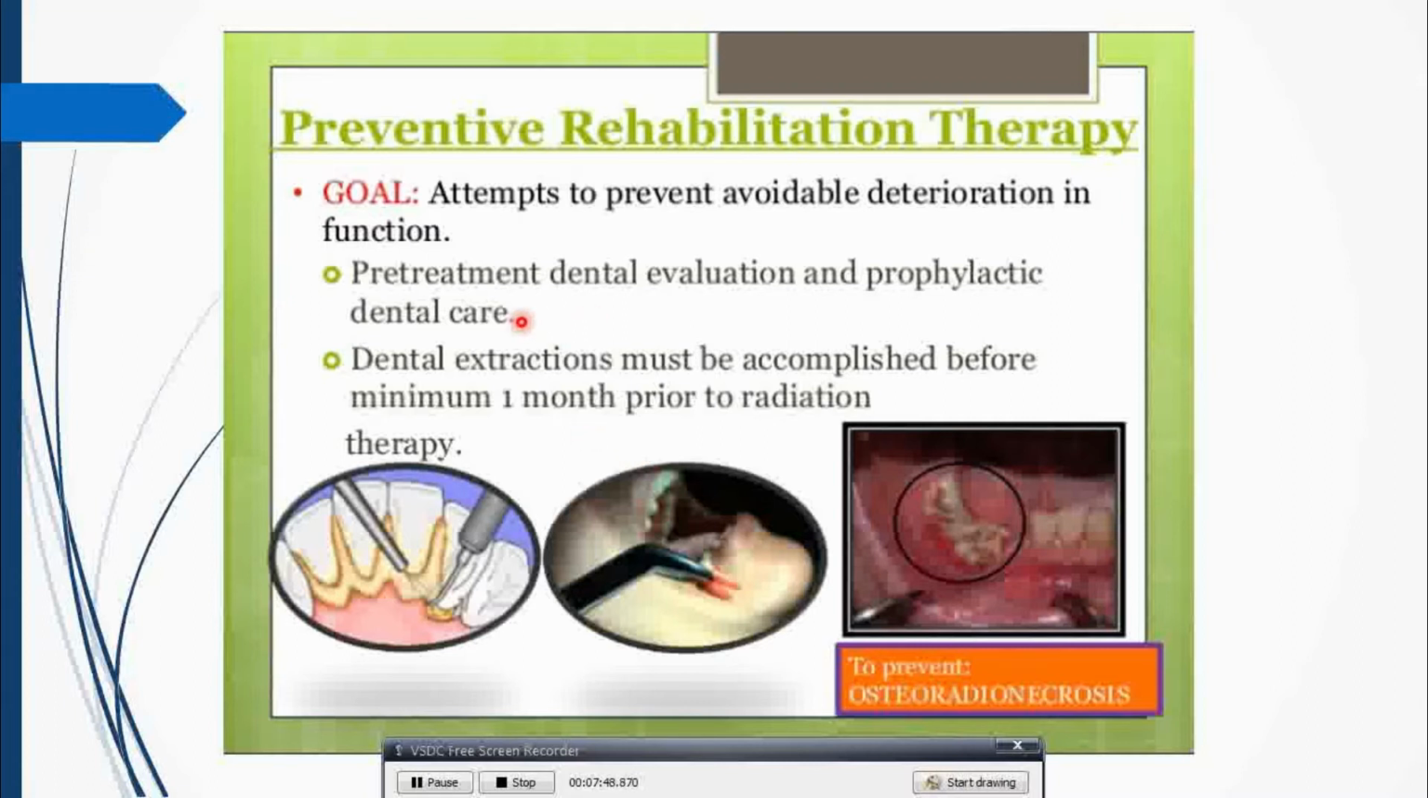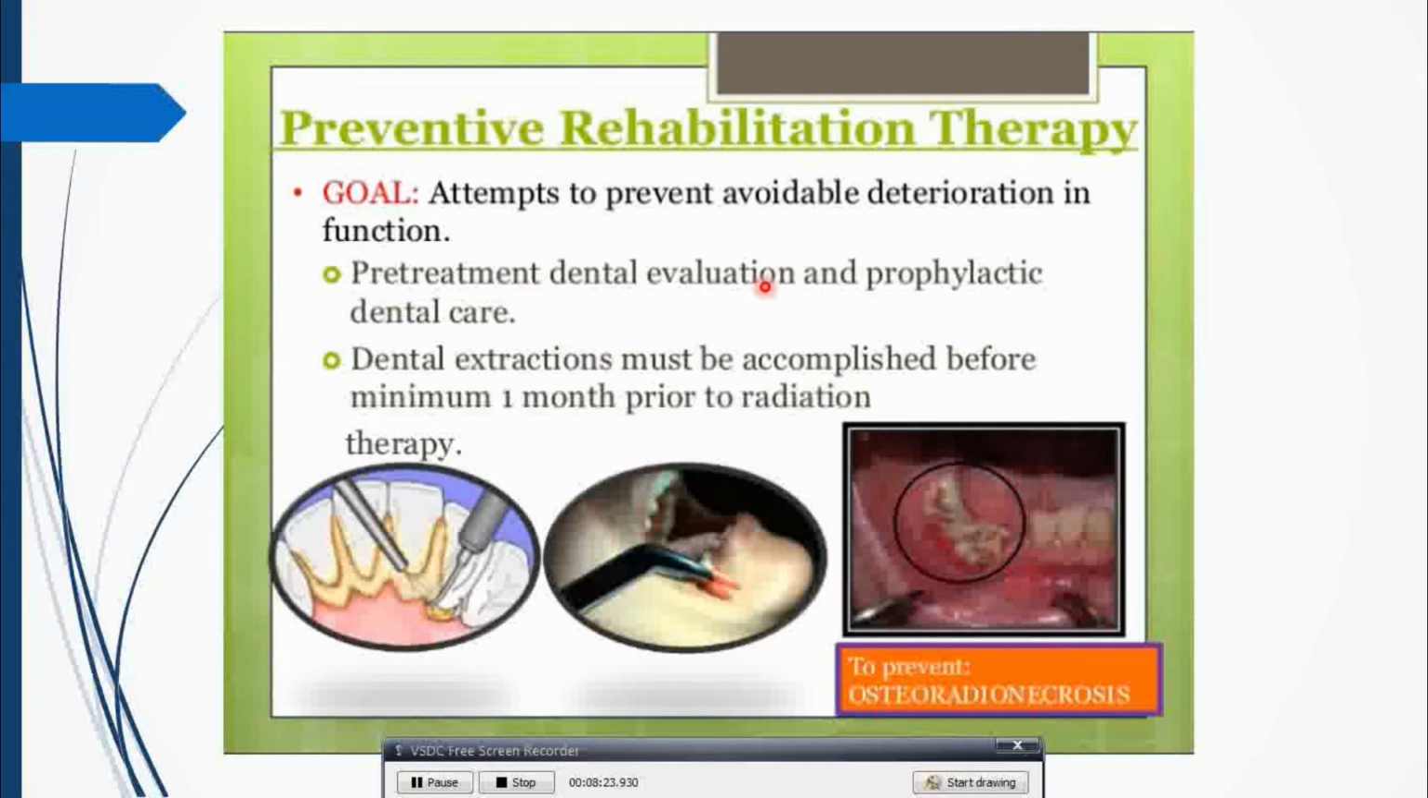So for the therapies, the 4 stages, I have chosen dental cases to have a clear example of the 4 functions. For example, preventive rehabilitation therapy, the goal is to attempt to prevent avoidable deterioration in function. That means you try as much as you can to prevent damage from occurring to the person.